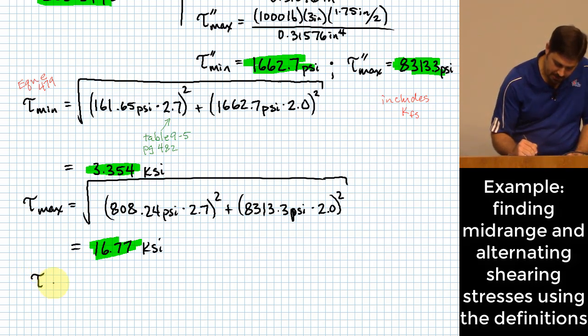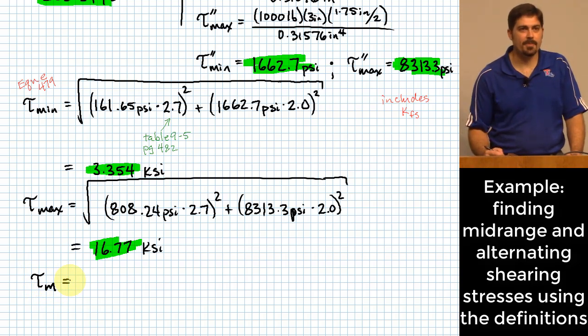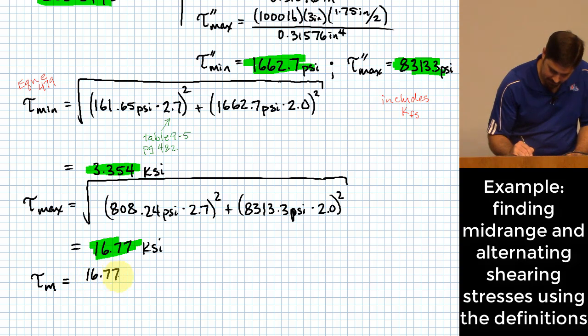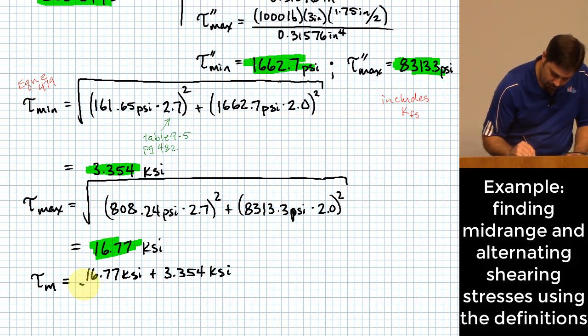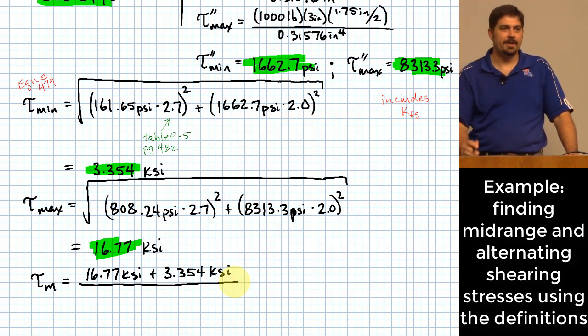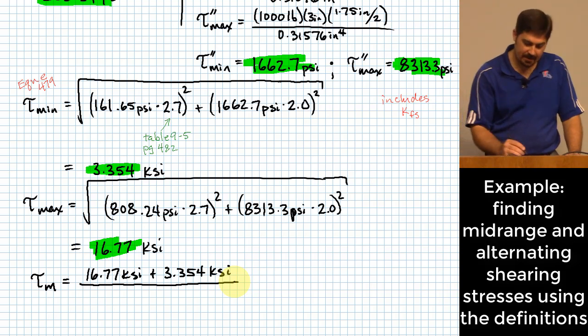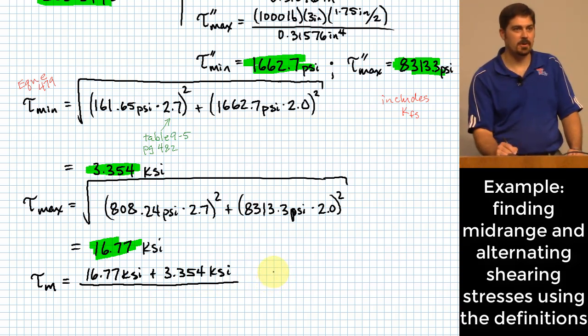So if you're trying to find mid-range, say, what do you do? Average of maximum and minimum, right? So we have 16.77 KSI plus 3.354 KSI. Let me ask you a quick question. What if I had a spring that could support both tensile and compressive stresses, and my problem involved both pushing and pulling on this point? Okay, it's a little tricky because it shears, but it is important to understand that you would want to add a negative stress in this case if you had a situation like that, right?